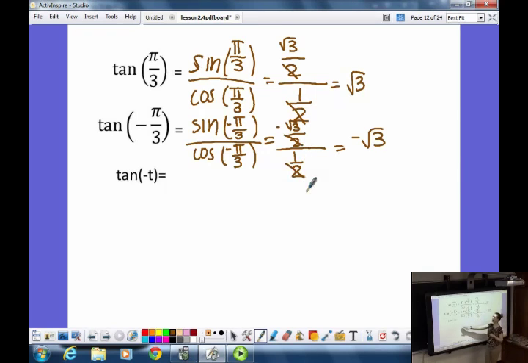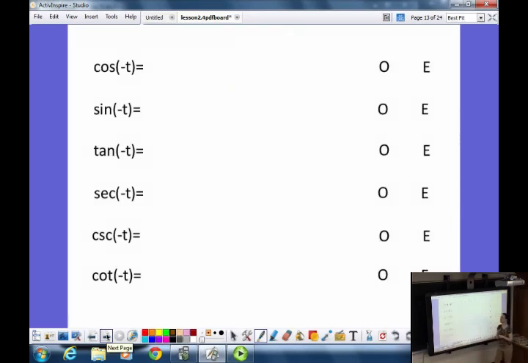So if we have the opposite of t as our input, what is our output in terms of the original? Opposite tangent of t. Opposite tangent of t, right. So what does that mean about this function? The tangent, even, odd, or neither? Odd. What other function do we know that was odd that we just came up with? Sine. Right.